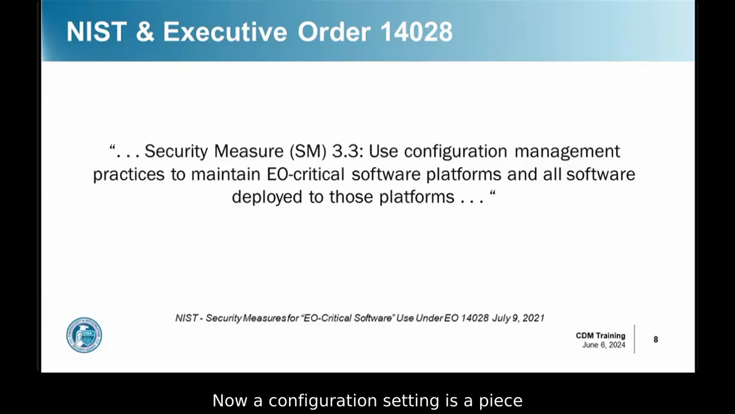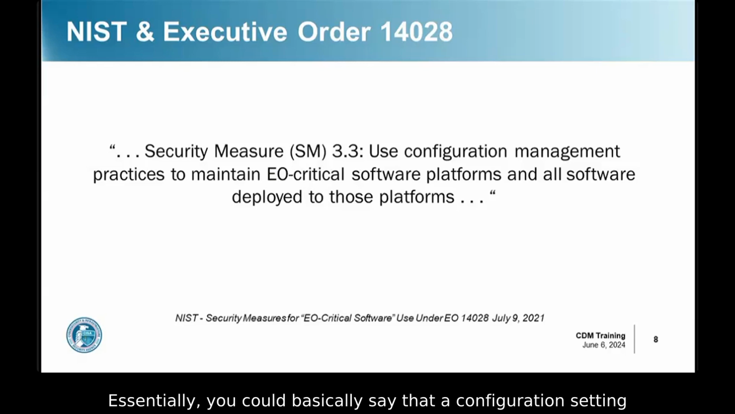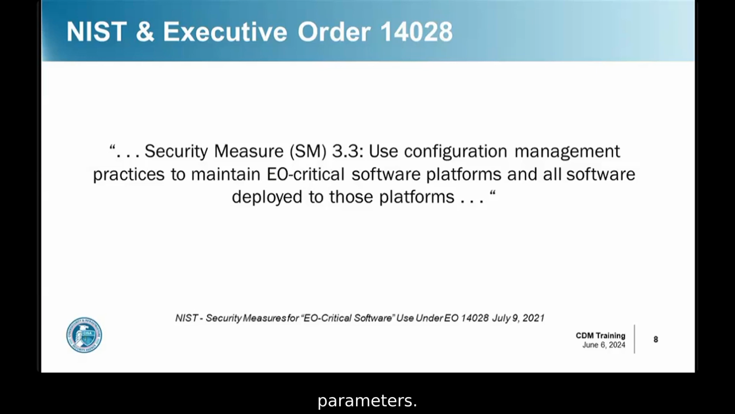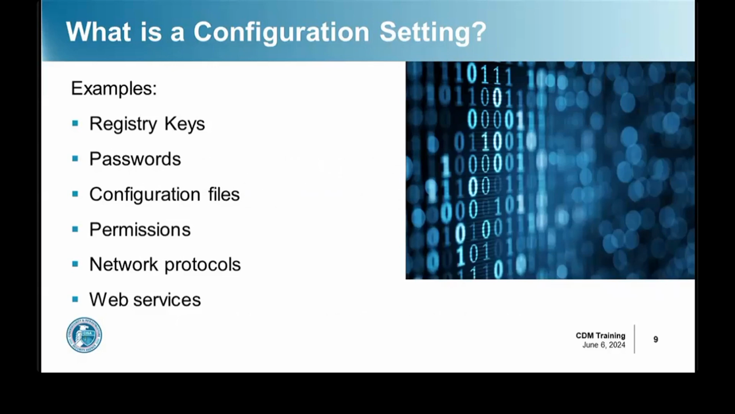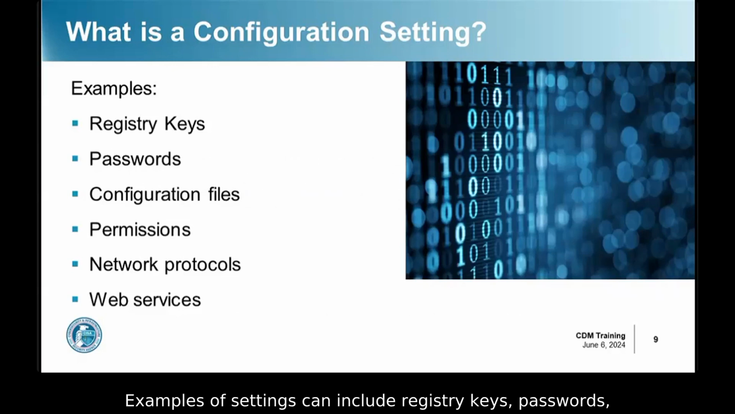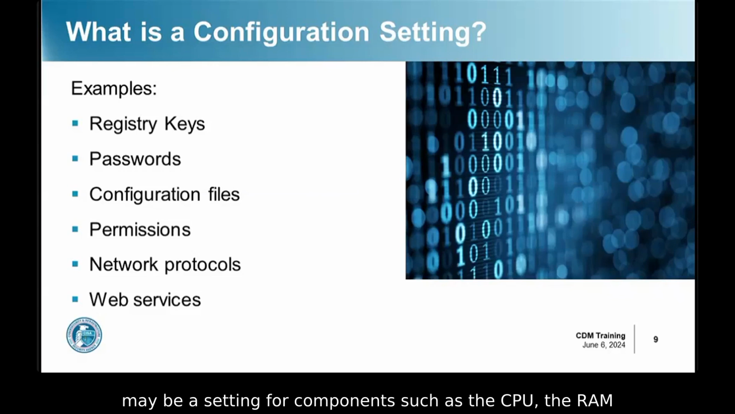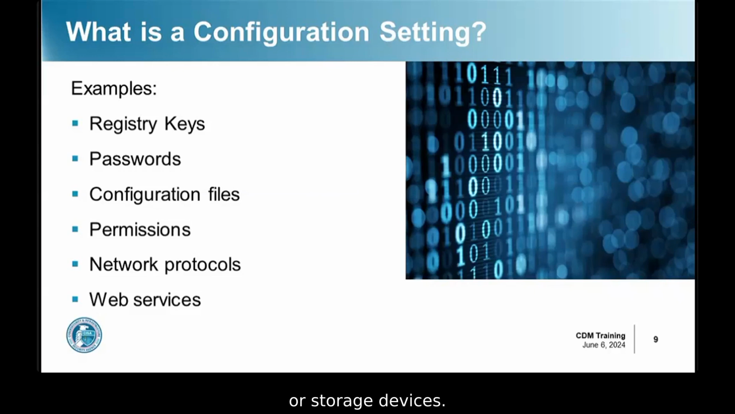Now, a configuration setting is a piece of metadata about software or hardware that determines how it functions and how it should operate securely. Essentially, you could basically say that a configuration setting can be used to describe the specifications of certain system parameters. Examples of settings can include registry keys, passwords, a line in a configuration file that is used by a program when executed, or something as granular as user permissions. For example, within hardware, there may be a setting for components such as the CPU, the RAM, or storage devices.